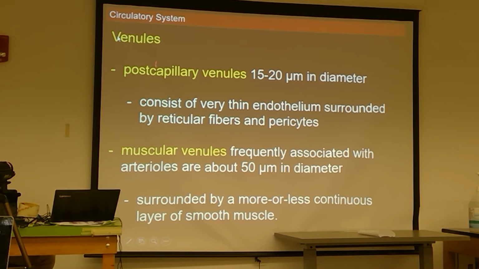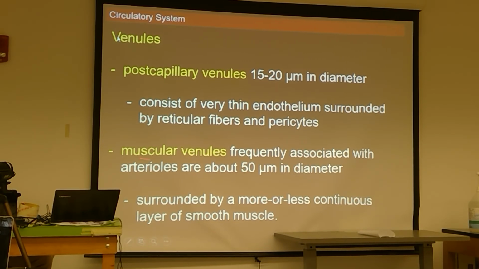Alright, so ending with venules, you have post-capillary venules, and then you have these muscular venules, right? The post-capillary ones consist of the very thin endothelium. These are surrounded by reticular fibers and structures called pericytes, which we'll see here in a little bit, which help with supporting around where the capillaries are.